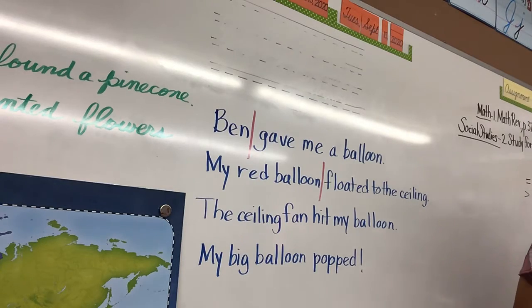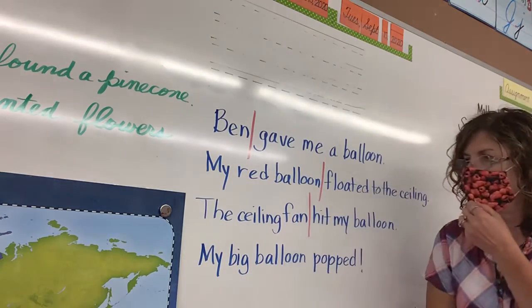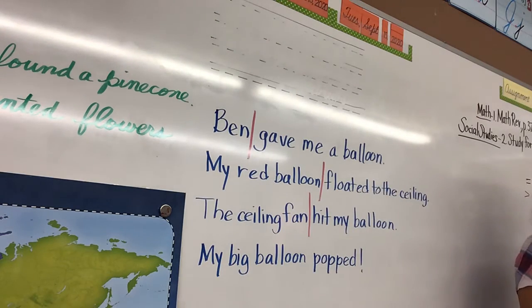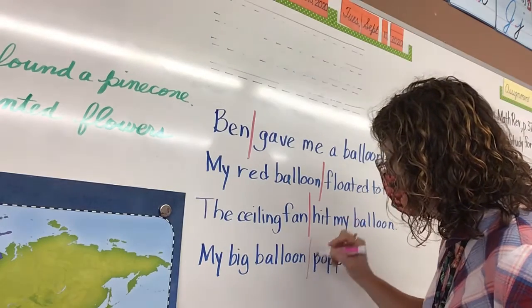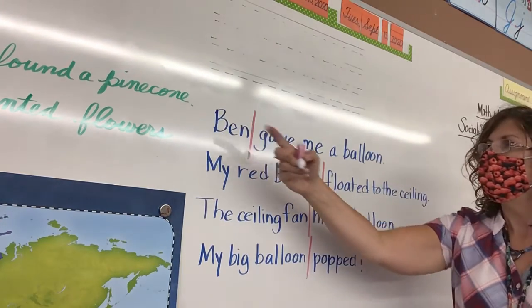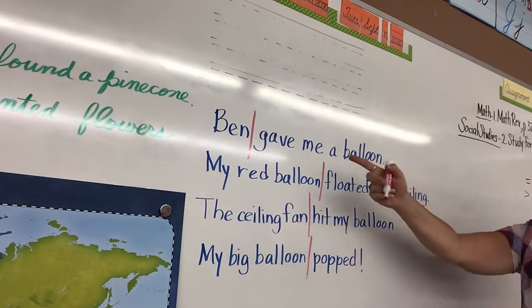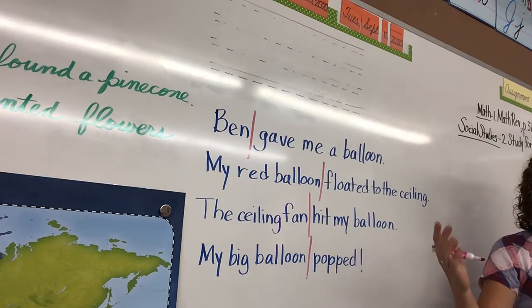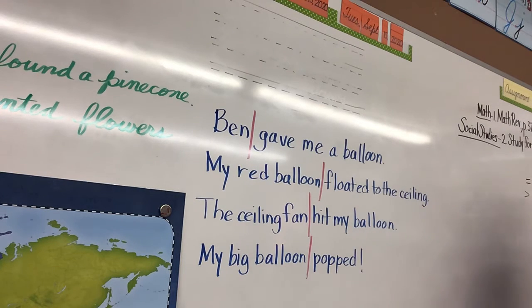All right, the ceiling fan hit my balloon. Grace. The ceiling fan. It's about the ceiling fan, so draw the line after the ceiling fan. And my big balloon popped. Micah, what's it about? My big balloon. All right, so we just separated it from the subject and the predicate. Now remember, the subject is who or what the sentence is about, and the predicate is what did they do. All right? So this is all you'll have to do on your quiz, is just draw that dividing line.